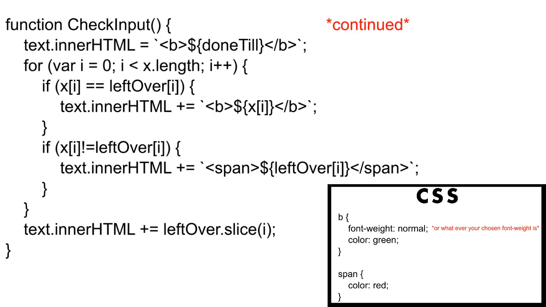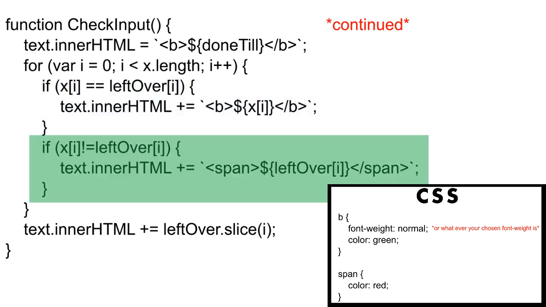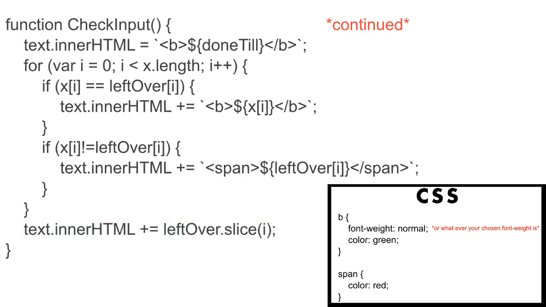For changing colors, we are sure that all the letters included in the done till variable are green, I mean correct. And now we have to check for the text inside the text area value. If it matches with the leftover variable's same index, then we know it is green, else it's red. And then the rest over part of the text or the leftover variable would be white only.